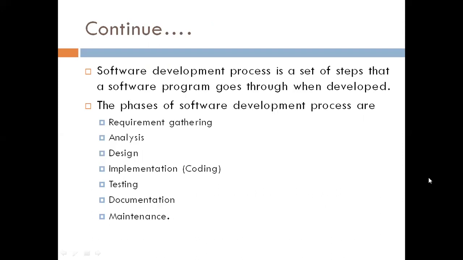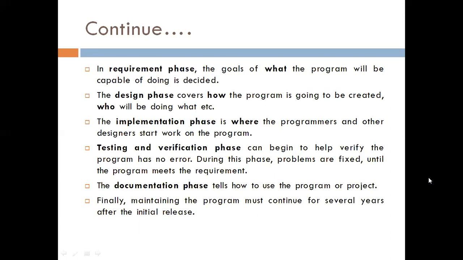Software development process is a set of steps that a software program goes through when developed. So certain software development processes are available. The phases are requirement gathering, analysis, design, implementation, that means coding, testing, documentation, and maintenance. These are the phases of a software development process.